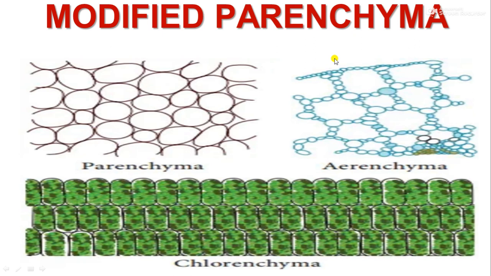Then the modifications of parenchyma. Though I have already told you about simple parenchyma tissue, in aquatic plants there is aerenchyma. This is aerenchyma, with air-filled cavities, which helps plant parts float. Leaves, stem or the whole plant float because they contain aerenchyma, a modified parenchyma. Then chlorenchyma is parenchyma cells containing chlorophyll. These two are modifications of parenchyma, and chlorenchyma helps in photosynthesis.